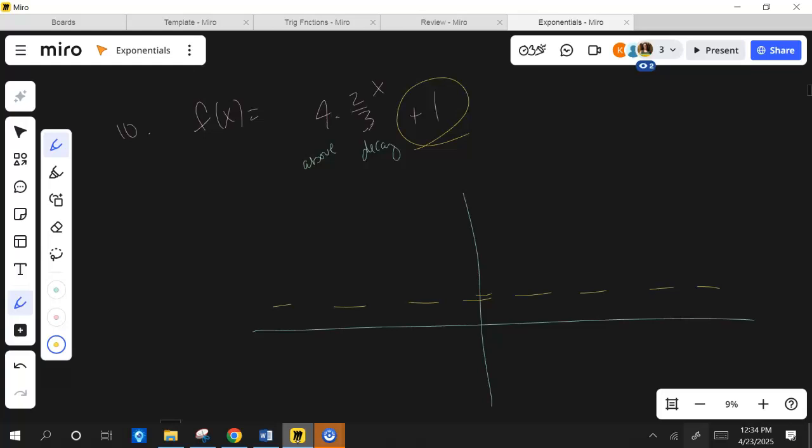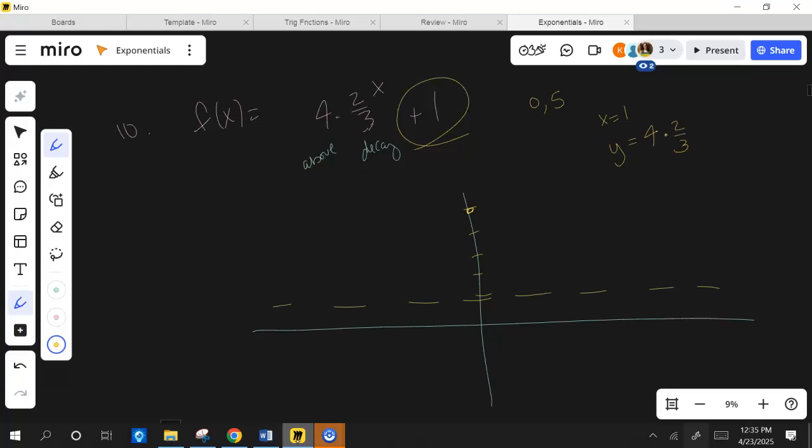Give me a point on the graph. 0, 5. How'd you get that? H, A plus K. 0, 5. 1, 2, 3, 4, 5. Give me another. What should I plug in? Yes. So the exponent would be negative, like 4 times negative 1 over 3. Yes.